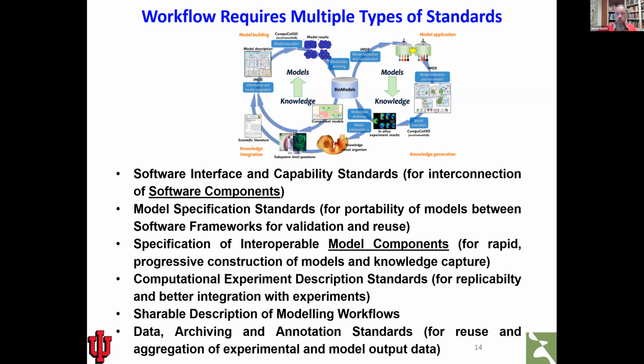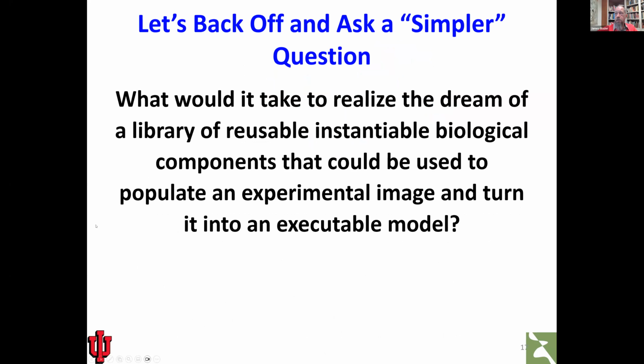At the moment, if we have two network models specified in SBML, and they both, for example, involve ATP, there's certainly no guarantee that if we pull those two network models, run them together, that they'll work. And that ability to compose models, if you want to think of it mathematically, or interconnect model components, is something that is taken for granted in a lot of disciplines, but not at the moment in ours. And so I think it's worth coming back and asking the question, what would it take to build a library of reusable instantiable biological components that we could use to populate an experimental image and turn it into an executable model?